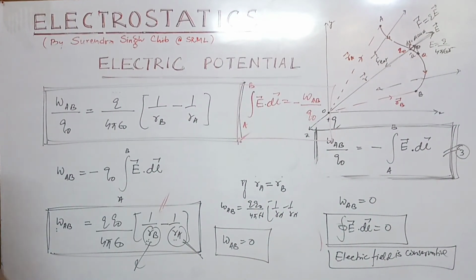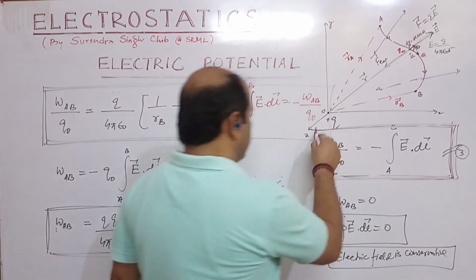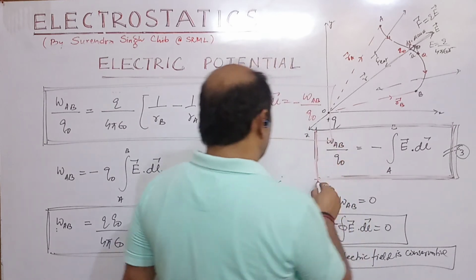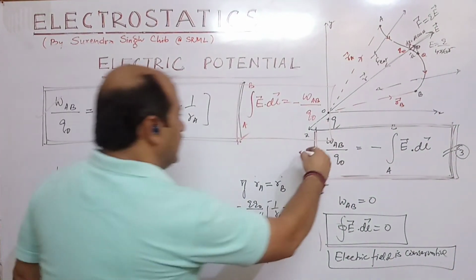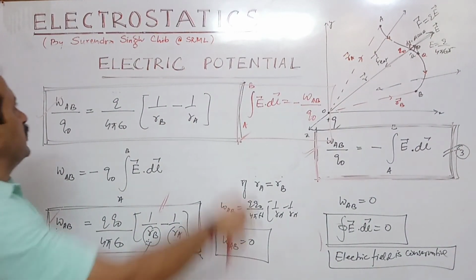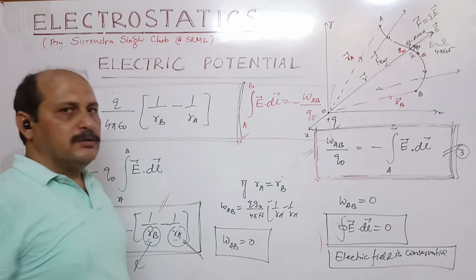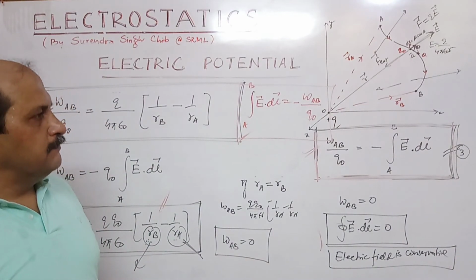So it is advised that the students learn and keep all these 3 formulas, 1, 2 and 3, in your mind for studying electric potential and for doing numericals. That's all for today.